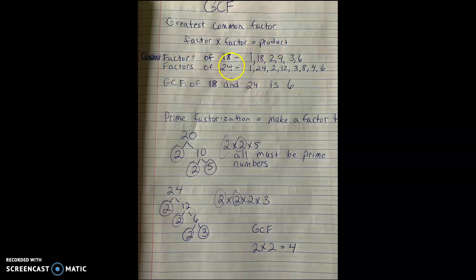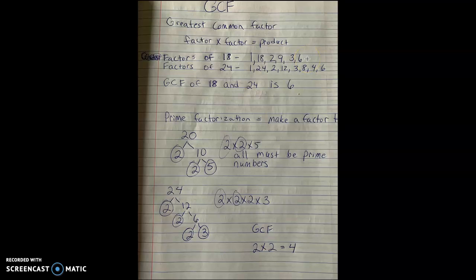So if I want the factors of 18, I want to know what times what equals 18. Try and write them in pairs and go in order. 1 times what, 2 times what. That way you don't forget any factors. When you get a number that's already on your list, then you know you have all the factors if you go in order. So 1 times 18, 2 times 9, 3 times 6.